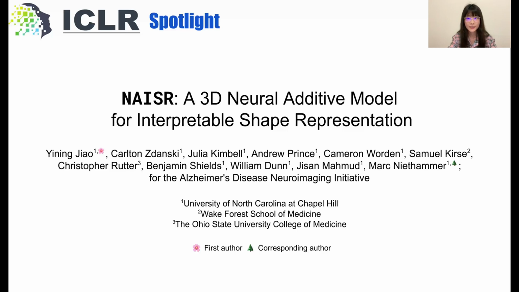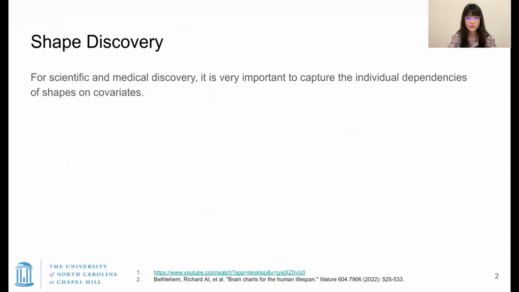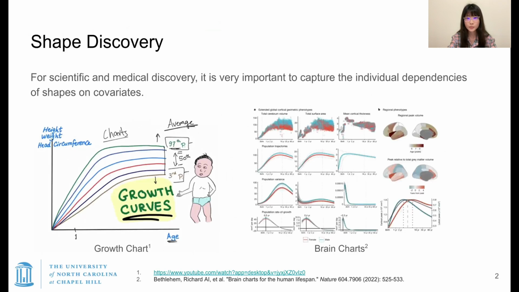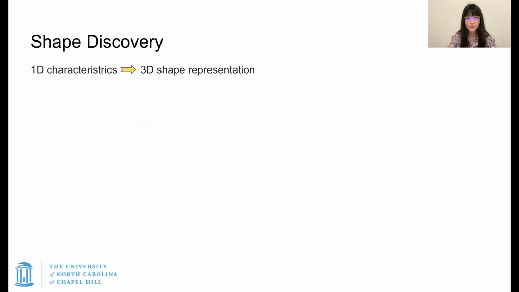I'm going to present NAISR, a 3D neural additive model for interpretable shape representation. For scientific and medical discovery, it is very important to capture the individual dependencies of shapes on covariates. For example, growth charts are used to describe how children's height and weight change with age. Brain charts are used to describe how the brain characteristics change with age. Beyond the charts for 1D characteristics, a 3D shape representation is needed to describe how different covariates affect 3D shapes.